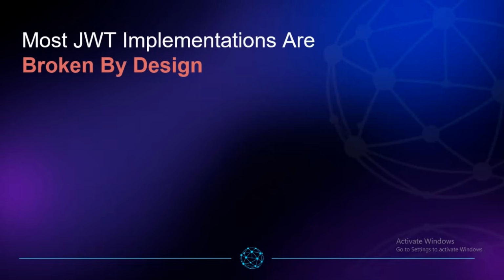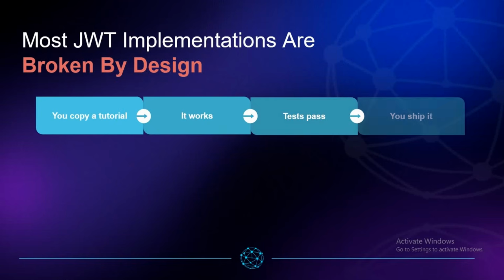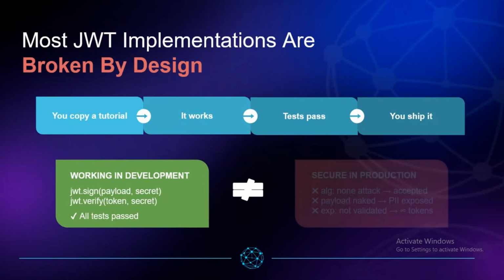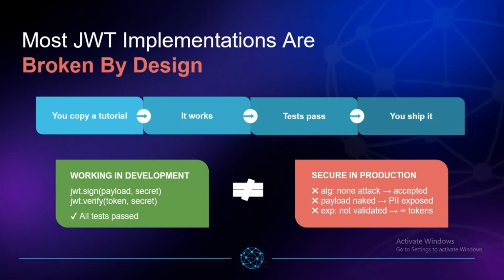Here is how most JWT implementations are born. You Google JWT Spring Boot tutorial or JWT Node.js tutorial or any other language. You find something with 100,000 views. You copy the code, it works, it passes, and you ship it to production. And that's the problem. Working in development doesn't mean secure in production.